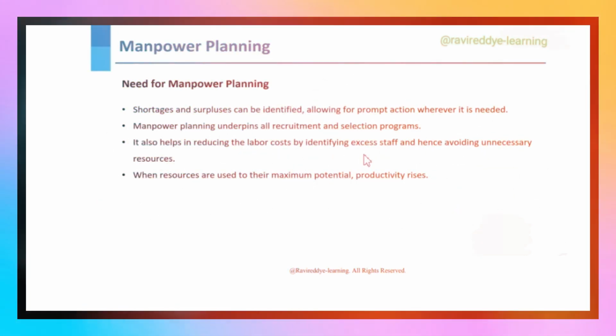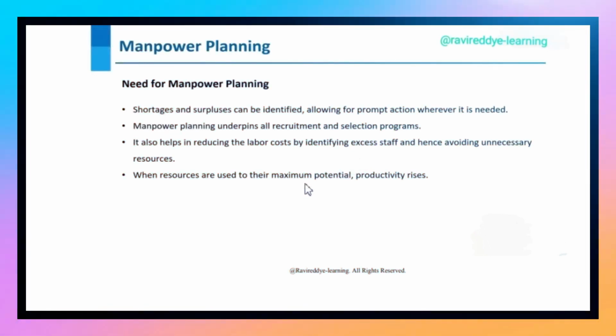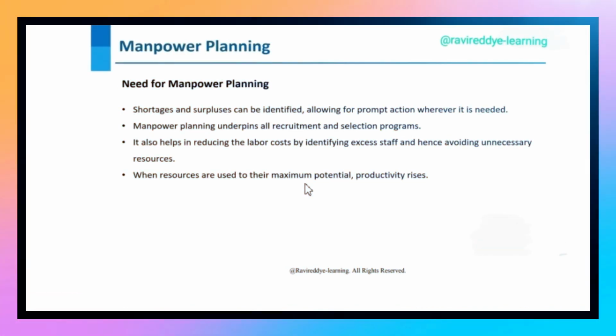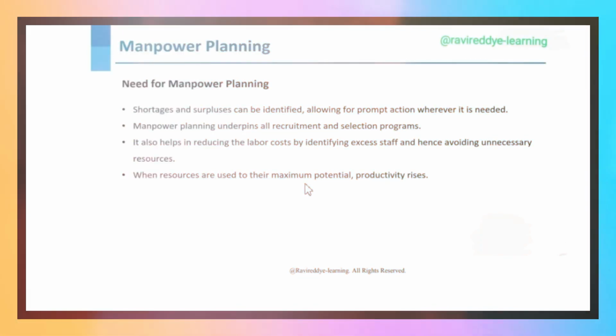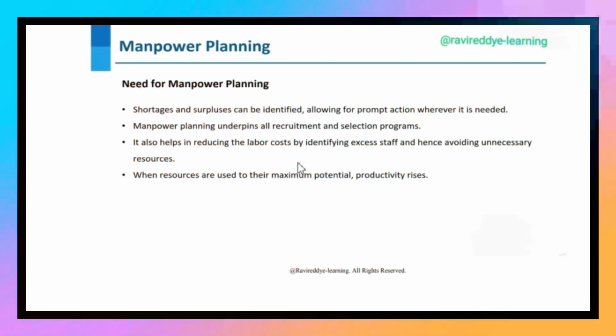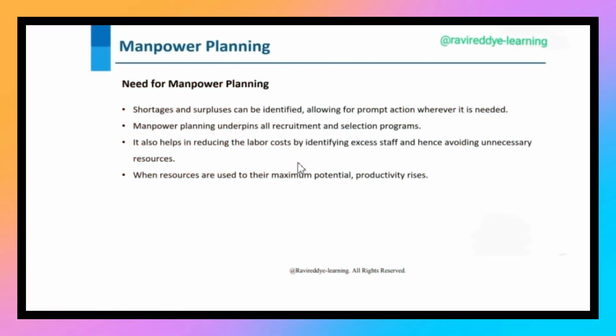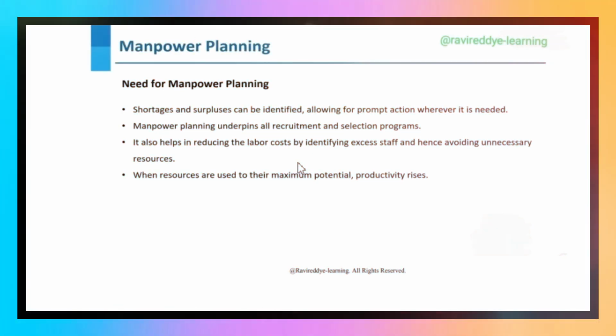The last point is that resources are used to their maximum potential, giving productive resources. Definitely, if five people are required to do a particular task, but only four people are doing it, that will be a very unproductive process. To make it productive, we need to make sure the right number of people are there to do the right kind of things. That's the need for manpower planning. We need to do it properly to make sure that the entire process is productive and objectives are eventually met.